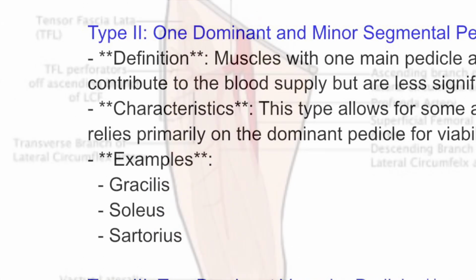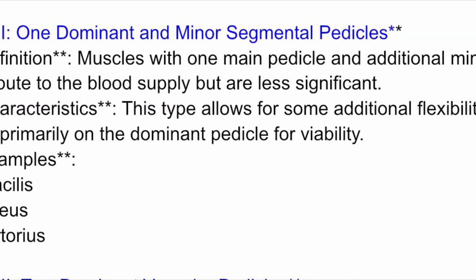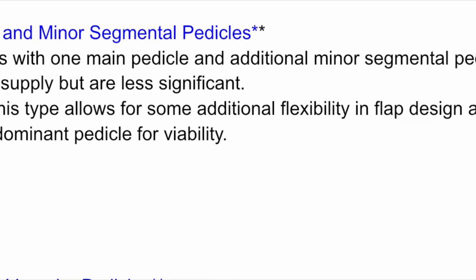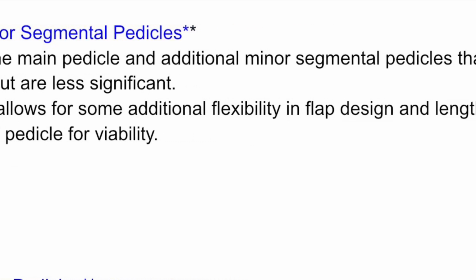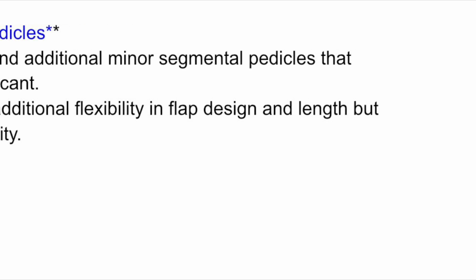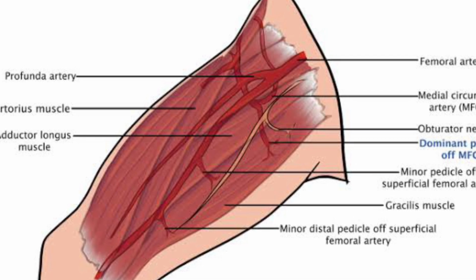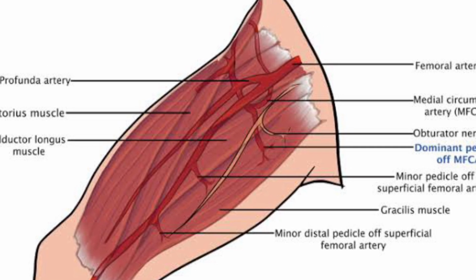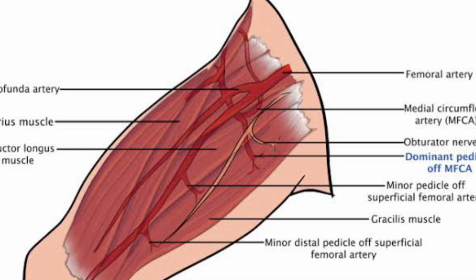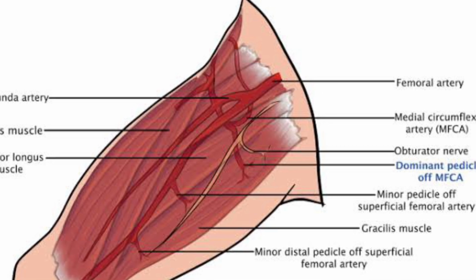Type 2. One dominant and minor segmental pedicles. Type 2 flaps have one major vascular pedicle supplemented by minor segmental pedicles. This arrangement provides additional blood flow, which increases the flexibility of the flap. Examples include the gracilis, soleus, and sartorius muscles. These are ideal for medium-sized defects and allow for greater range and versatility in reconstruction, although the main blood supply still comes from the dominant pedicle.